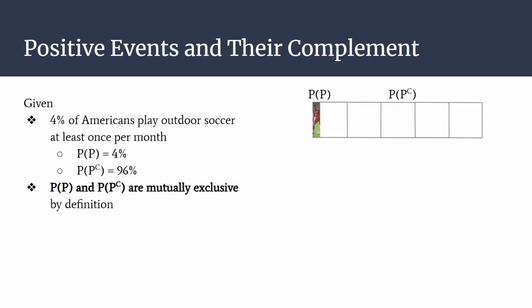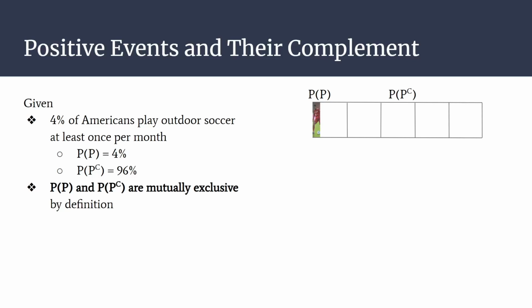Okay, so let's start with the assumption that in America, 4% of the population plays outdoor soccer at least once a month. I'm representing the population that plays soccer with a variable p for play. In statistics language, the probability of p, or P(p), is 4%. Knowing the percentage that do play outdoor soccer at least once a month, we also know the percentage that do not play. This other group completes the first group and is considered the complement to p. In this case, P(p complement) is 96%.